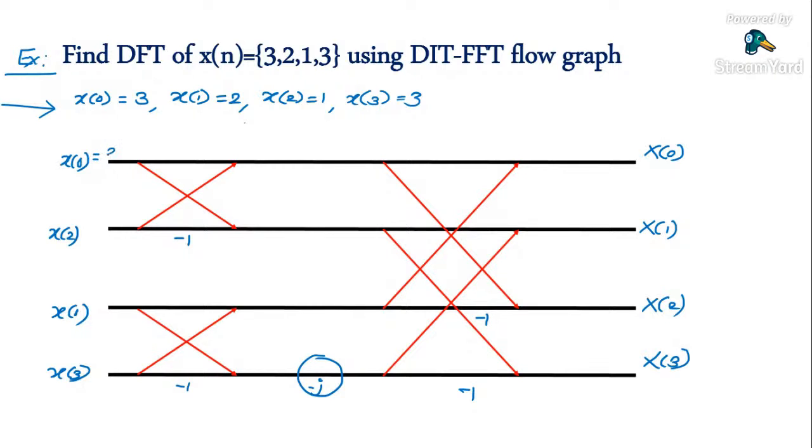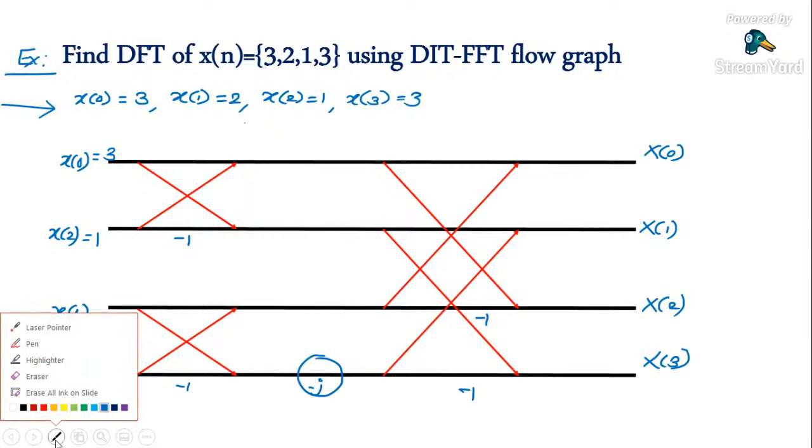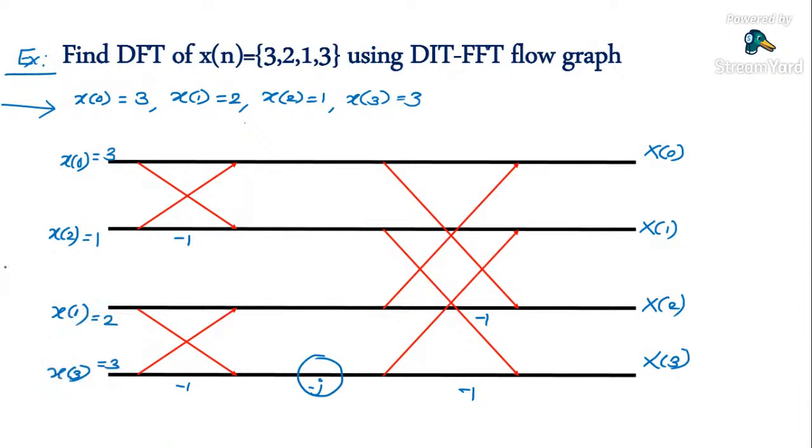What is x of 0? It is 3. What is x of 2? X of 2 is 1. X of 1 is 2. And x of 3 is 3. Correct? X of 3 is 3. Now do the addition at this location. You have to perform addition.